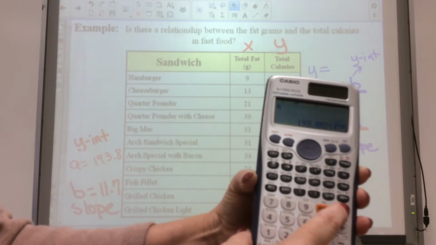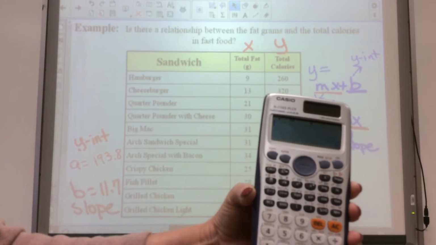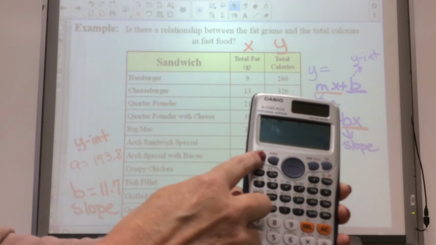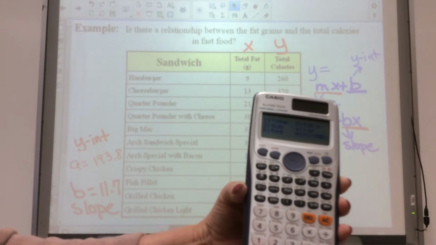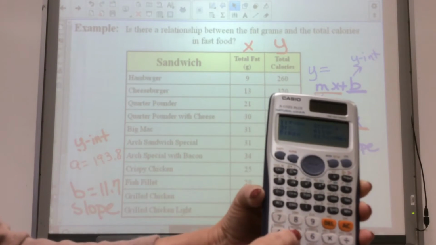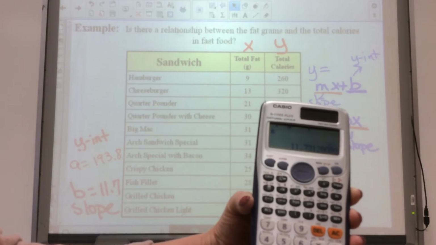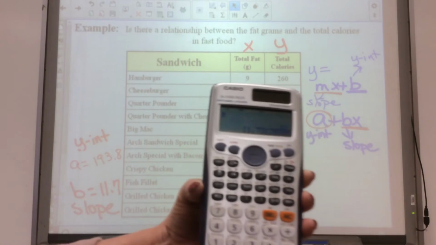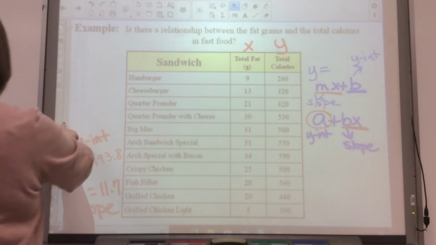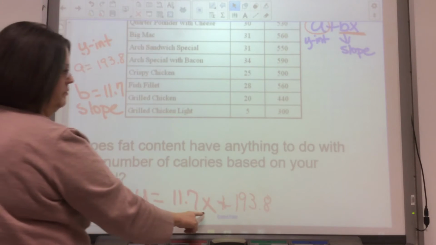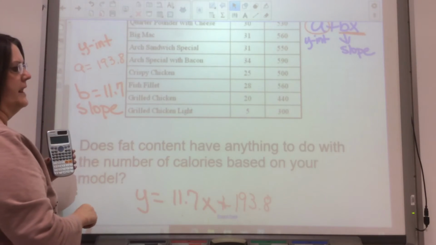Then I'm going to hit AC again because I'm going to have to find the B. So I hit AC. I'm going to go Shift 1 again. Hit 5 for regression. Then I'm going to hit 2 to find the B. And remember, B is your slope in the calculator. So my line of best fit is y equals 11.7x plus 193.8.